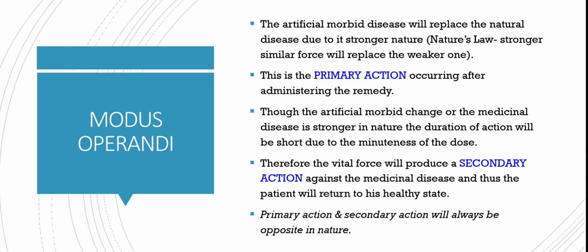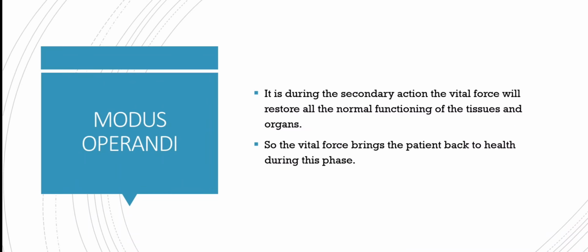Now though the artificial morphic change or the medicinal disease is stronger in nature, the duration of action will be very short. It is because of the minuteness of the dose. Therefore, the vital force will be easily able to overcome this medicinal disease or the artificial disease and produce a secondary action, which is very opposite to that of the primary action. So basically, it is during the secondary action that the health is restored in the patient's body. During the secondary action, the vital force will restore all the normal functioning of the tissues and the organs. That is, there is restoration of health and also permanent cure is obtained during the secondary action.